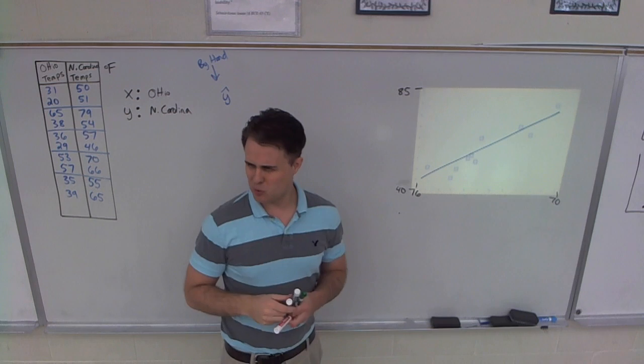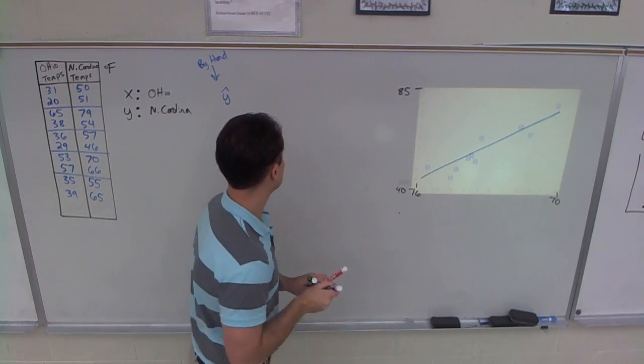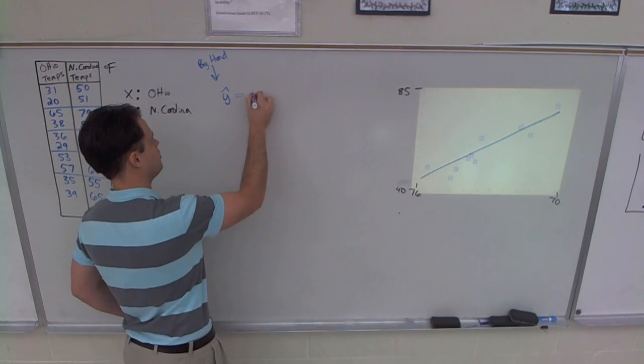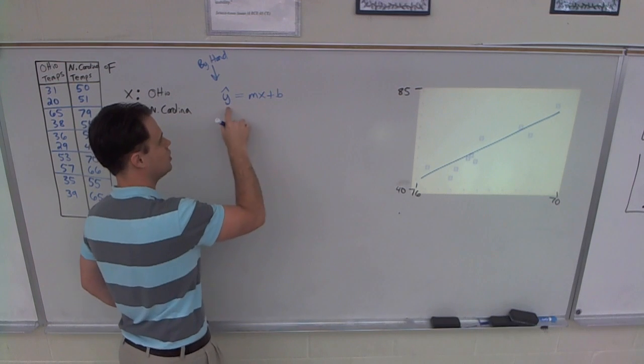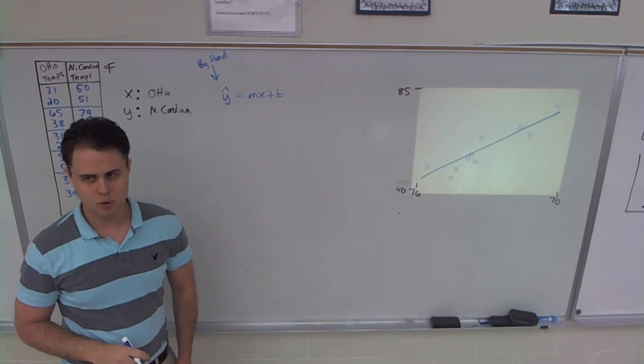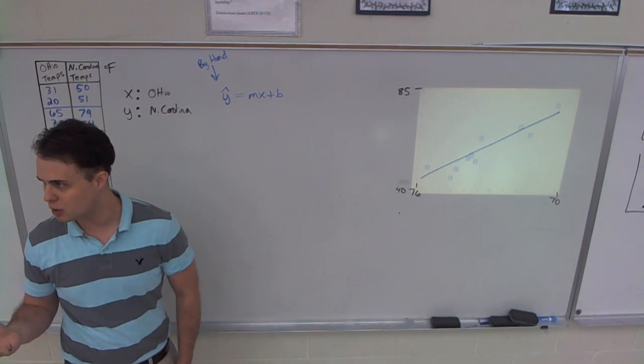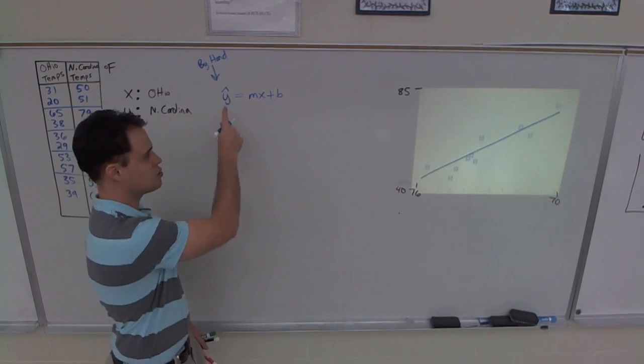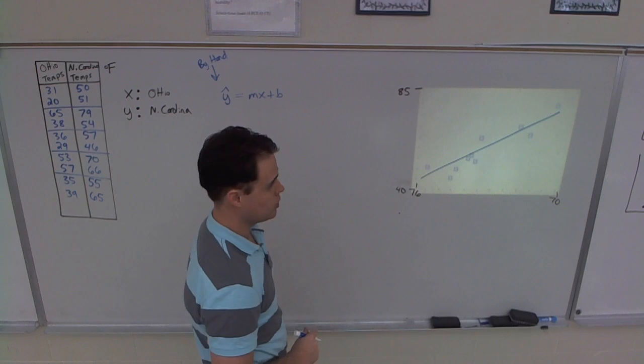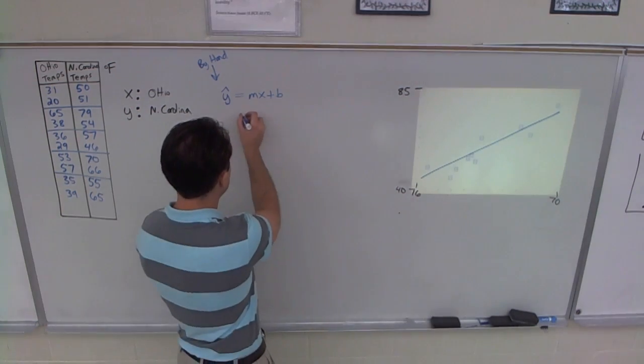Well, what is the equation of a line? You guys know that. mx plus b. Why did I call this y hat instead of y? Well, because it's a model. It's not the actual y, it's something different. We're using a model to predict things. The hat means predict. Okay? All right, so we've got to figure out a slope and an intercept.